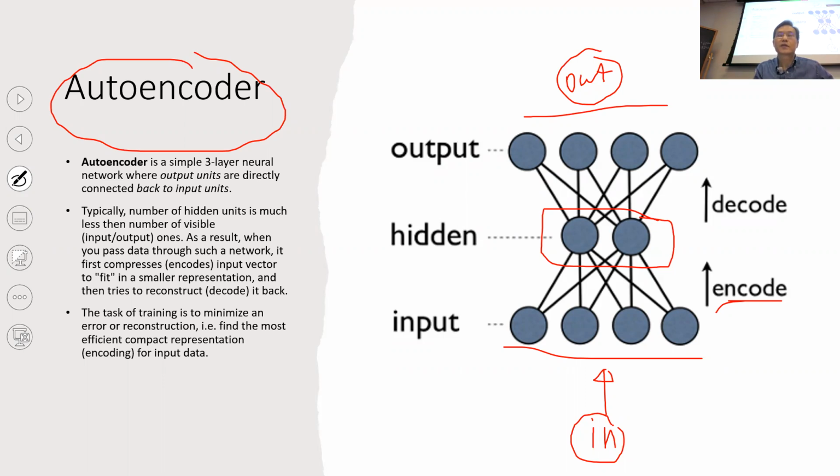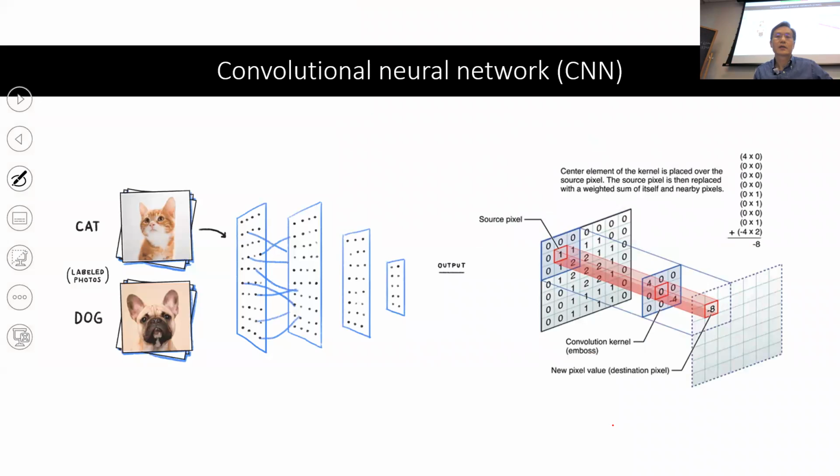And people think this is not a supervised algorithm. This is called semi-supervised or self-supervised. Another is the convolutional neural network.